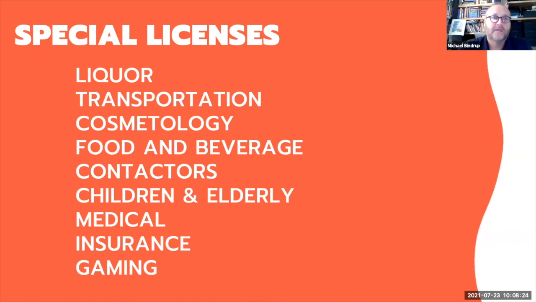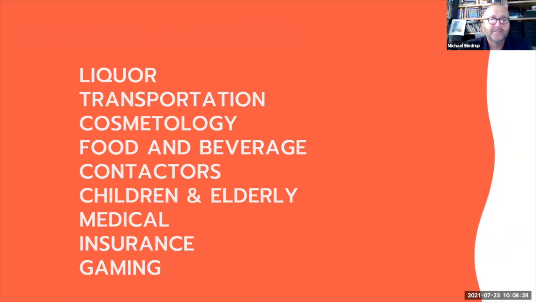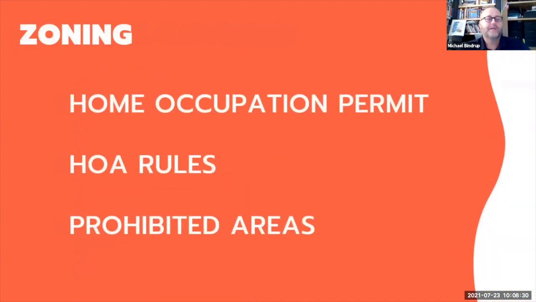I'm like, "Yeah, you have to go through the taxi cab commission." I mean, that's just how it works. Okay. So those are the special licenses. Zoning, the couple of issues with zoning. The first one is a lot of people want a home-based business.